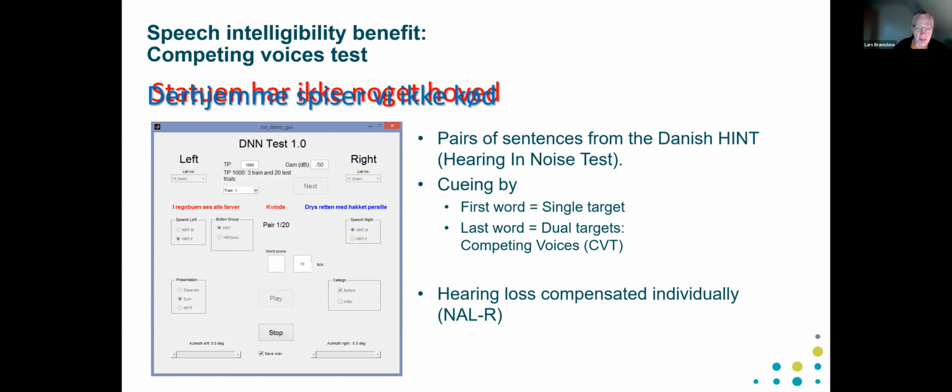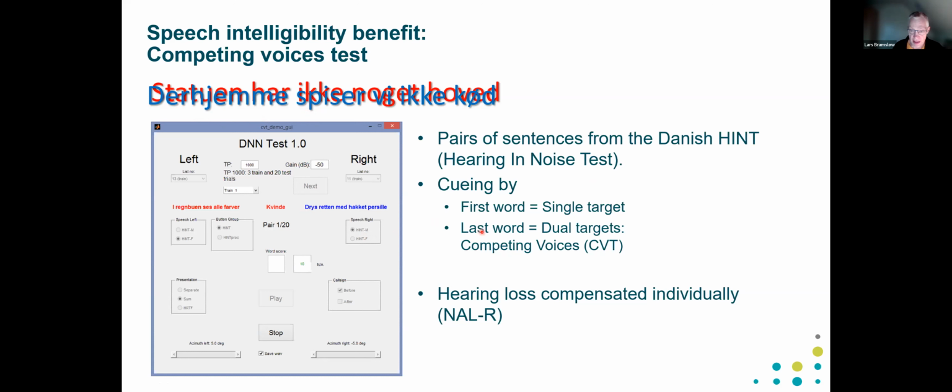So we ran this competing voices test in 2 different ways. In the first situation, we queued by the first word. We call that a single target, because then you know at the beginning of the presentation which one of the 2 sentences is actually the target sentence, and you know what to attend to. So that's an easier scenario. Again, you would either see derhjemme or you would see stay tuned on a screen.